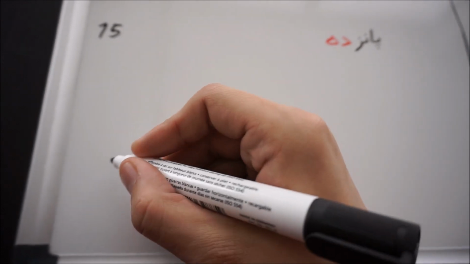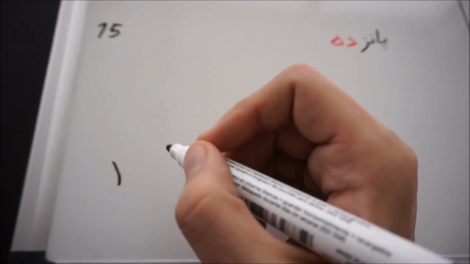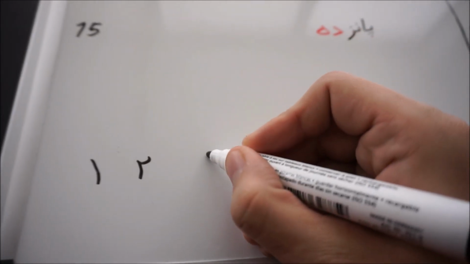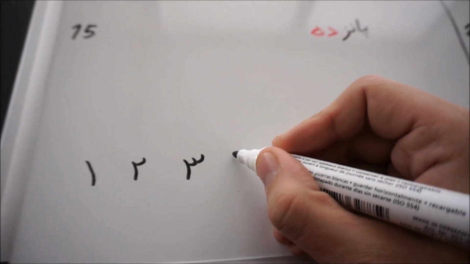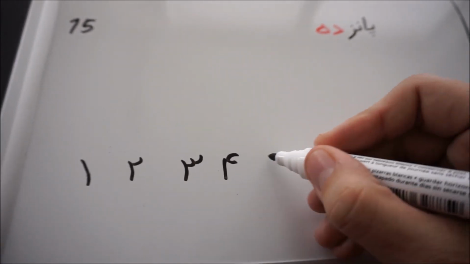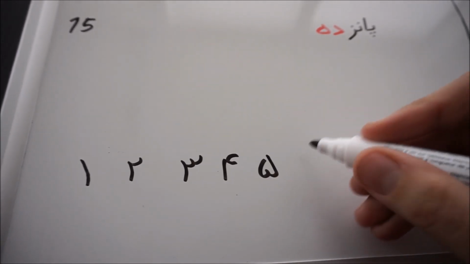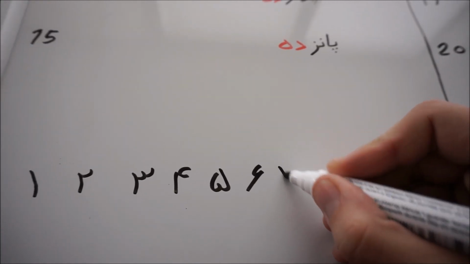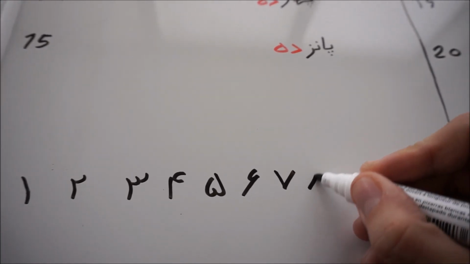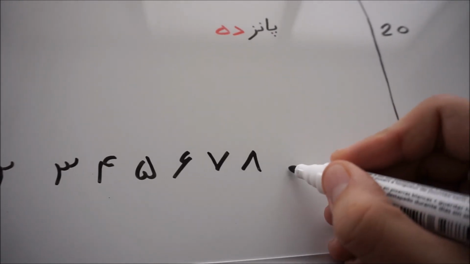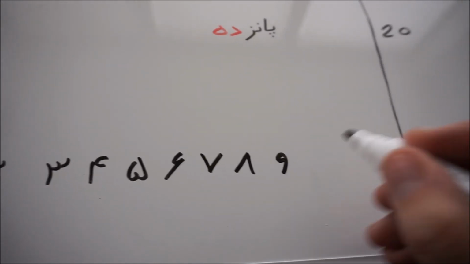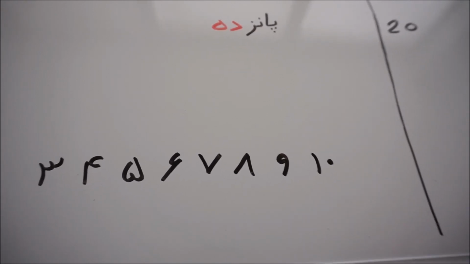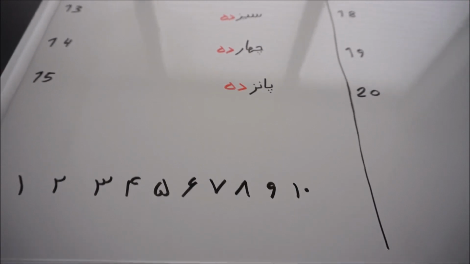So let's get started. Number 1 is yek. Number 2 is do. Number 3 is se. Number 4 is chahar. Number 5 is panj. Number 6 is shesh. Number 7 is haft. Number 8 is hasht. Number 9 is noh. And finally, number 10, as I said, is da. All right, so let's get on with today's lesson.